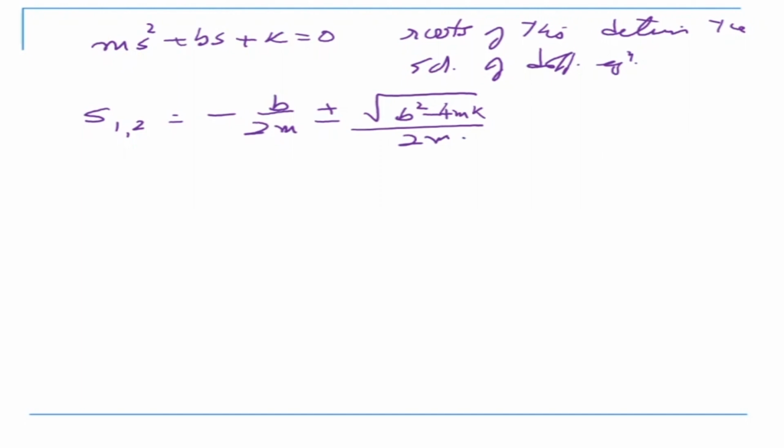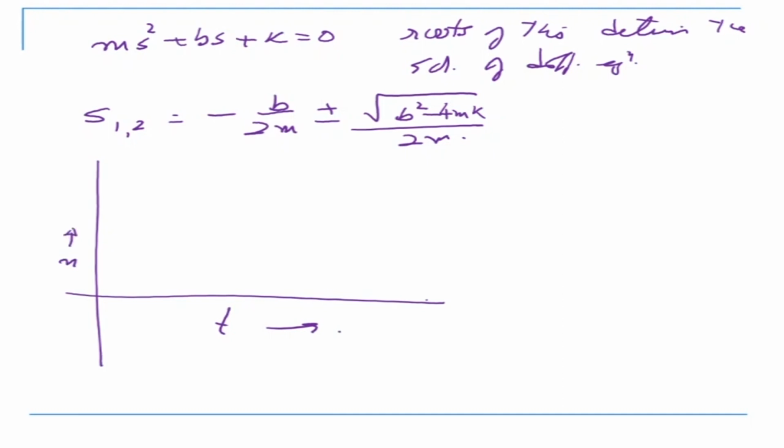You must have studied this in high school. Now this has two roots, s1 and s2, and depending on s1 and s2, the system is going to behave in a particular way. What do I mean by that? Let me say my time axis is my x-axis. I take the system, my mass spring damper, give it a small force and displace the mass to here, and then I leave it.